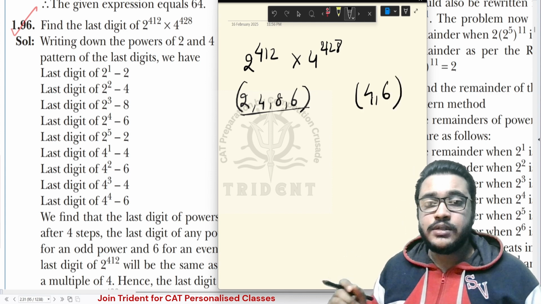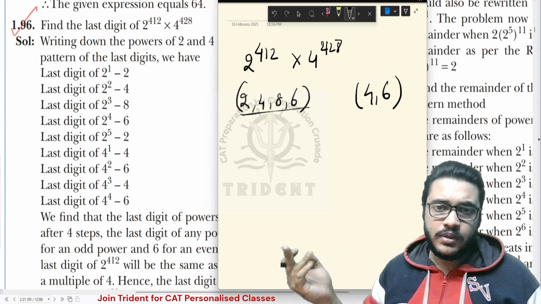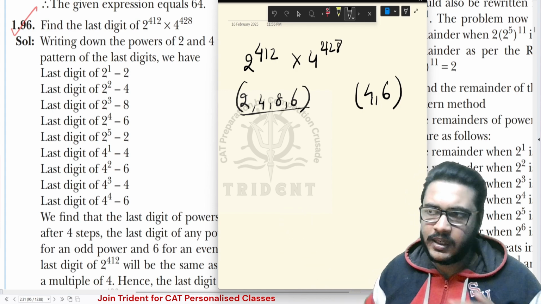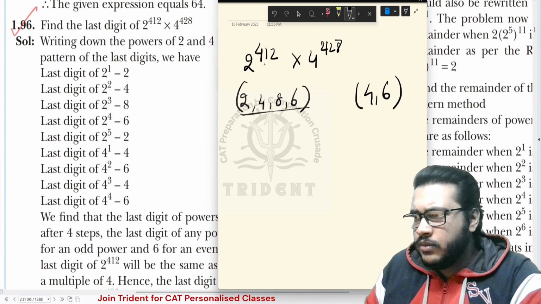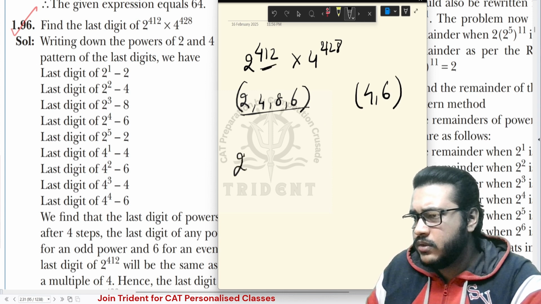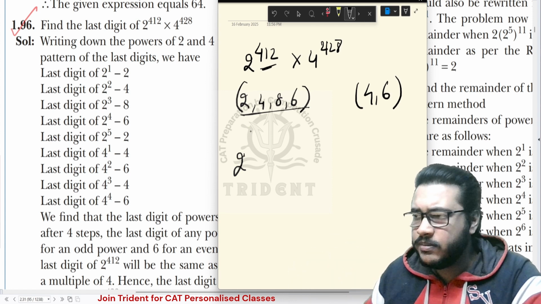Cyclicity for the last digit. Again, if I'm looking at the last digit, 4 cubed is 4 times 4 times 4, multiplying one more 4, so it will be 4, 6, 4, 6, 4, 6. So this pattern will keep repeating. Okay. So what can I say about this 412? 2 raised to the power, is it 4k plus something or 4k plus 1?